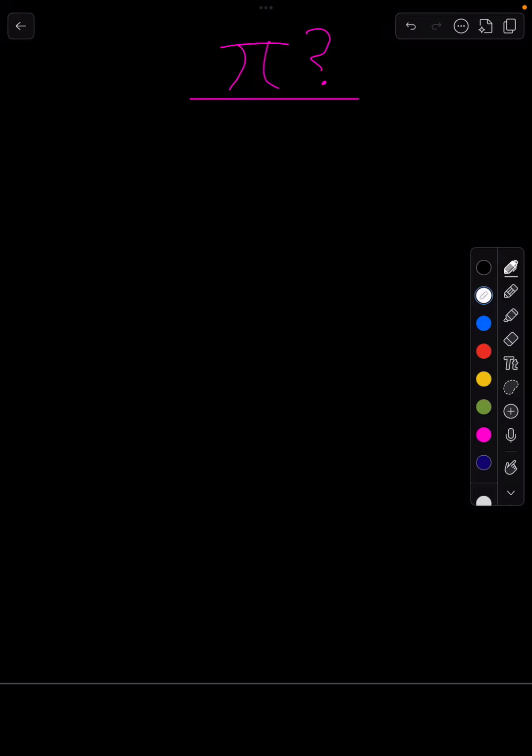Where does pi come from? Now, if we draw a circle, and let's say this circle has a diameter of 1, and if we take this outer length of the circle, right here outlined in blue, that is also called the circumference. The circumference is just the total length of the circle.